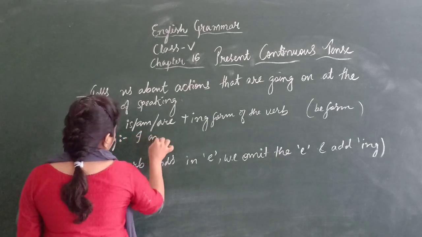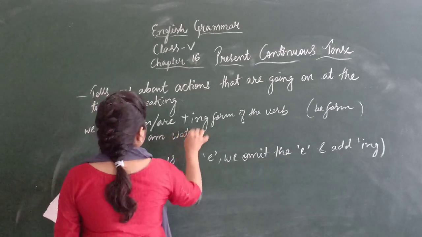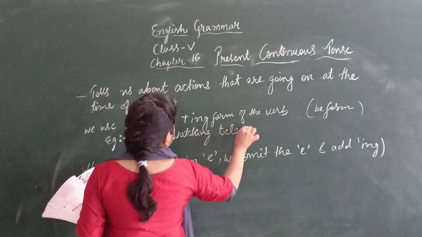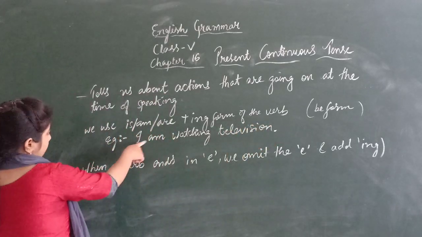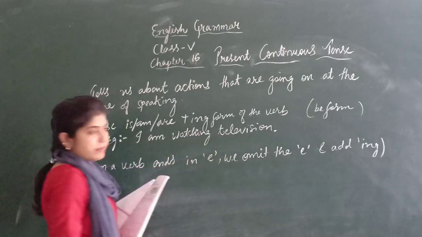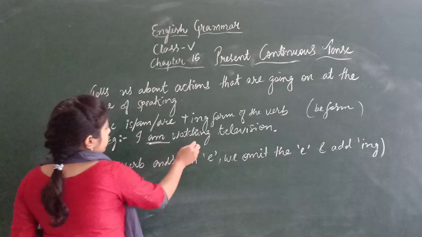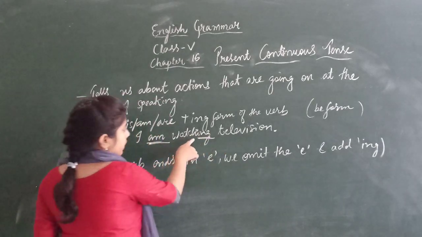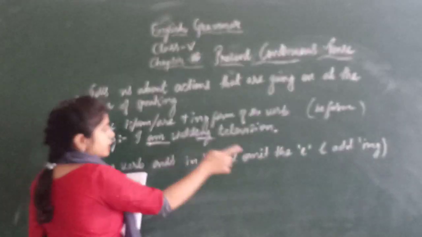I am watching television. Main TV dekh raha hu. Okay? So, I am watching. This is the ing form. Ye hamara verb hai. Usme humne ing add kar diya hai. Okay? So, I am watching television.